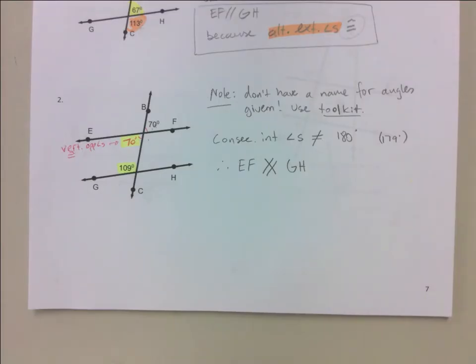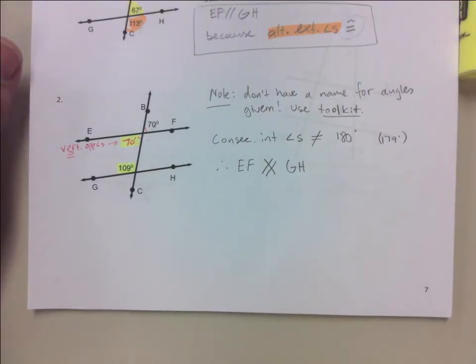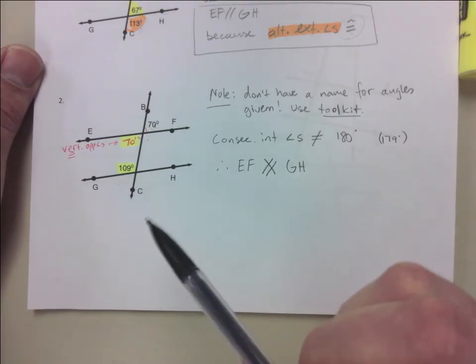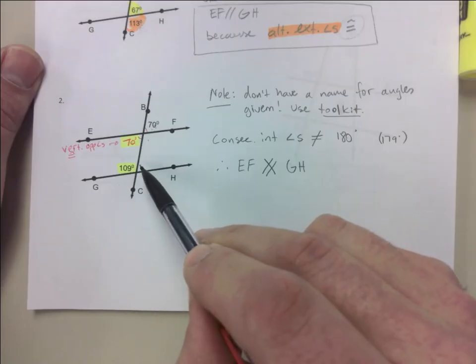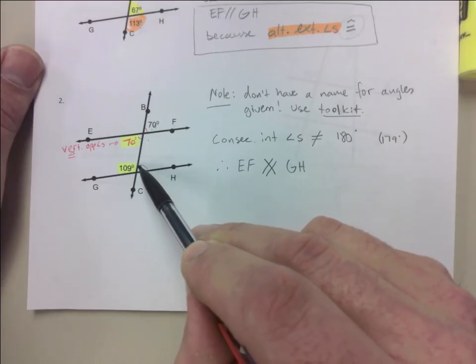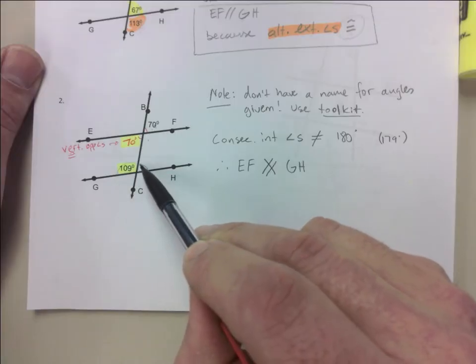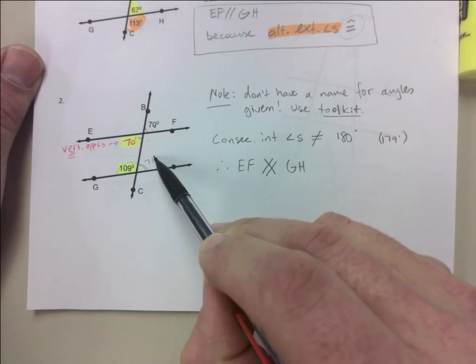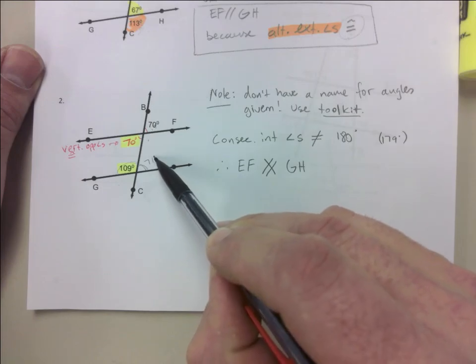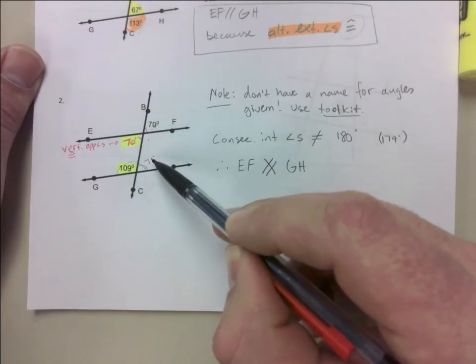That's it. Okay, let's do a little bit of investigating here. If this is 109, what is this one here? We have a straight angle here, right? If this is 109, then this is 71, correct? Do we have a name for 70 and 71?